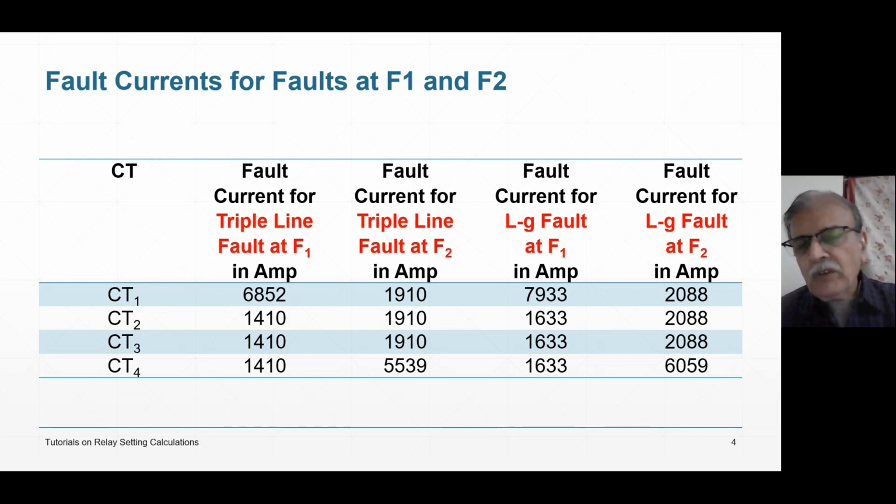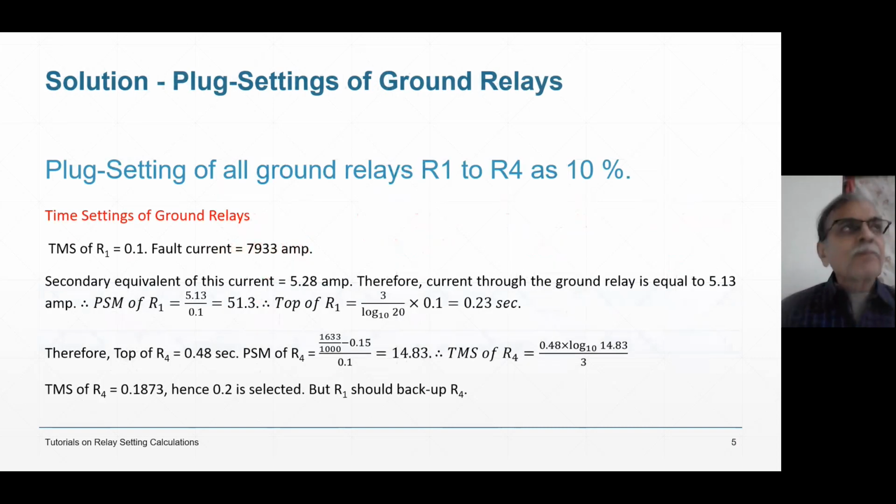With these fault currents, we'll have to find out the TMS, right? And with the load currents, we cannot find the plug setting, because that was only for the phase relays. The load current does not affect the ground relays. Therefore, for ground relays, the plug setting is set in a different way. So we start with love all, right? Up to this, it was all details of the example. Now the solution. Therefore, I am telling love all.